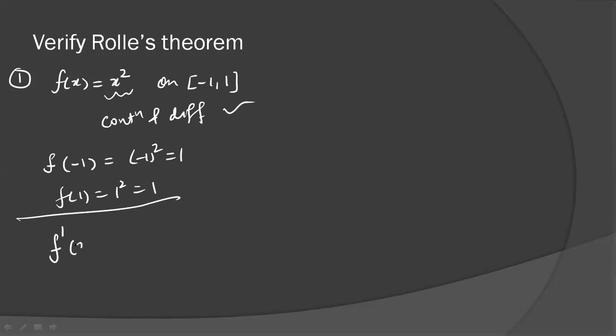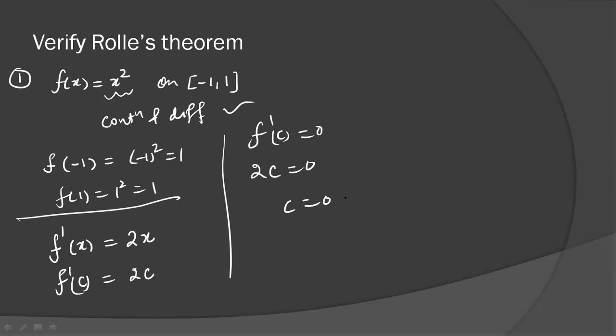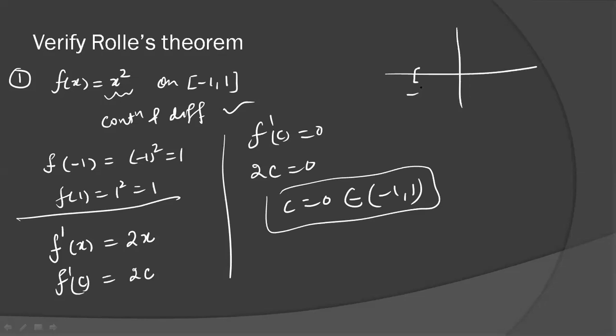Now the derivative. f'(x) will be 2x, f'(c) will be 2c, and if you put f'(c) equal to 0, it will give you 2c equal to 0, c equal to 0, which is lying between -1 to 1. It means we have that point x equal to 0 between -1 to 1. If you draw the graph, it will look like this only. At c equal to 0, the origin, we have a tangent, and that tangent is horizontal, parallel to the x-axis. That's why we generally call it a horizontal tangent. If c equals 0, the tangent can coincide with the x-axis. It means the x-axis is itself a tangent at this point.